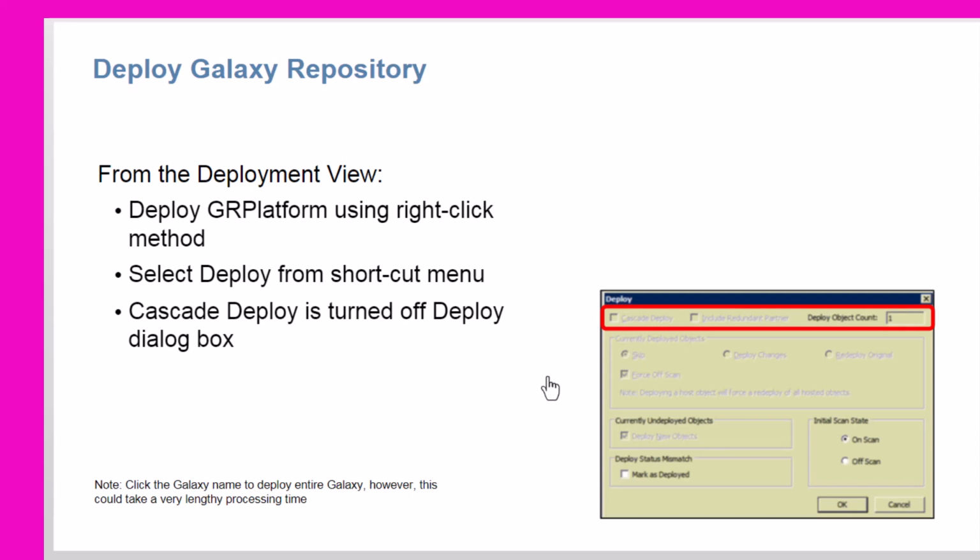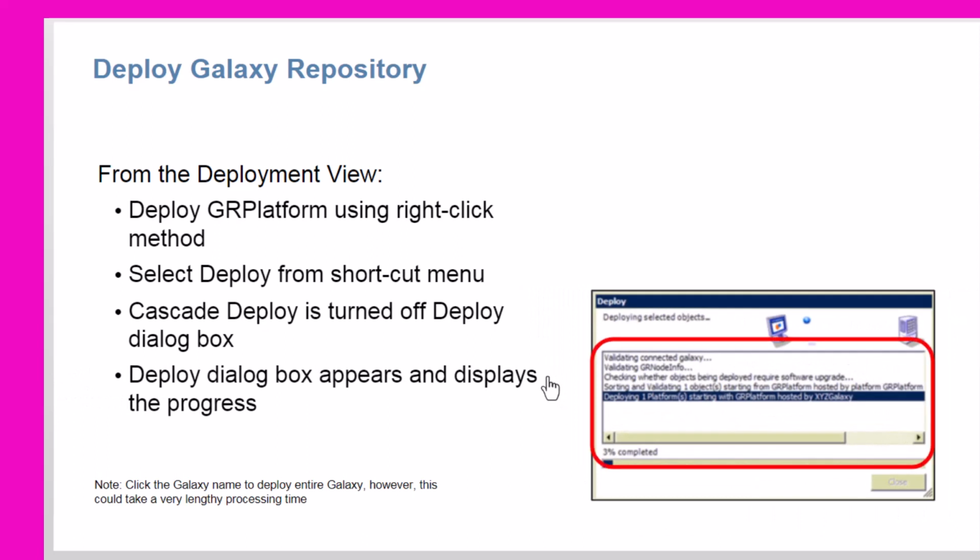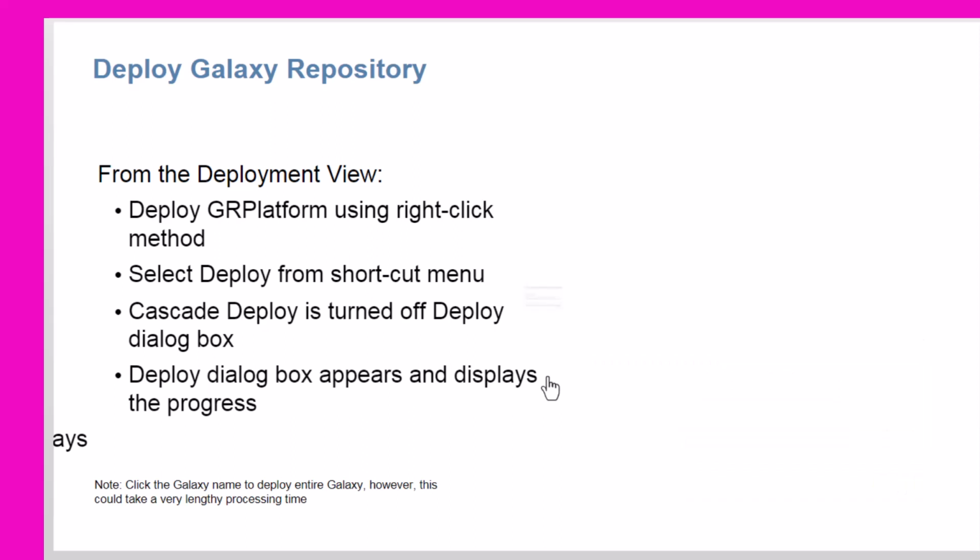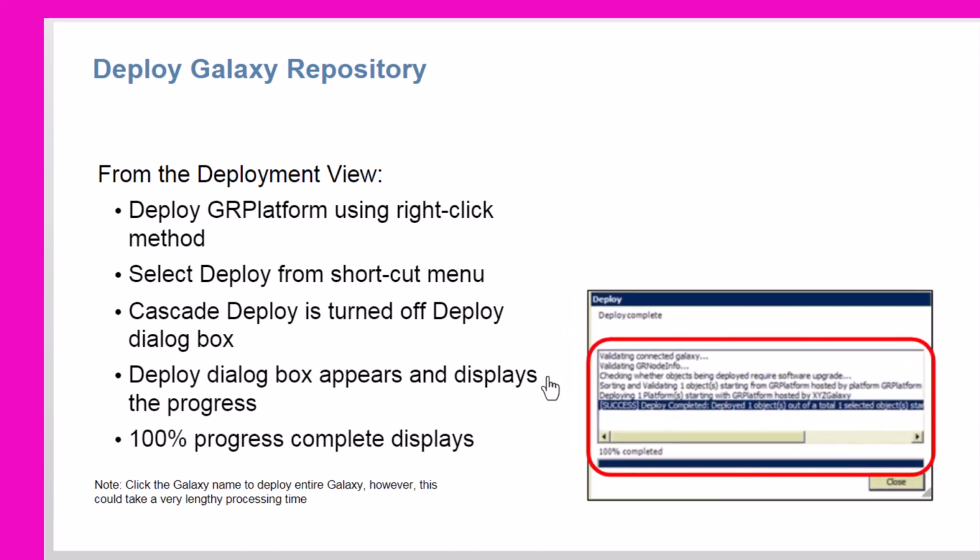The Deployment dialog box appears and displays the progress of the deployment. This can take a few minutes. When the deployment is complete, the progress displays 100%. We are now ready to deploy the second platform, AOS Platform 1.